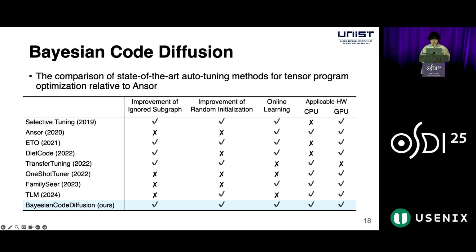Many existing works have improved on the auto-tuning process relative to Ansor. But when compared to ours, ours advances all these aspects while supporting online learning and ensuring applicability across CPUs and GPUs.